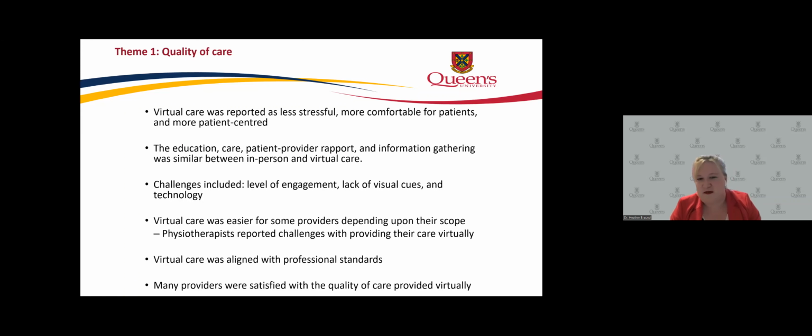In terms of what was the same between in-person and virtual care, our providers suggested that the education they provided, generally the care, unless they required a physical exam, for example, the patient-provider rapport, and most of their information gathering was all quite similar between in-person and virtual. Of course, this wasn't without challenges, so that included the level of engagement. This was of particular interest during education sessions, for example, group sessions. So some of our providers weren't quite as sure if the patients were as engaged virtually. Perhaps they were doing other things during the group sessions.